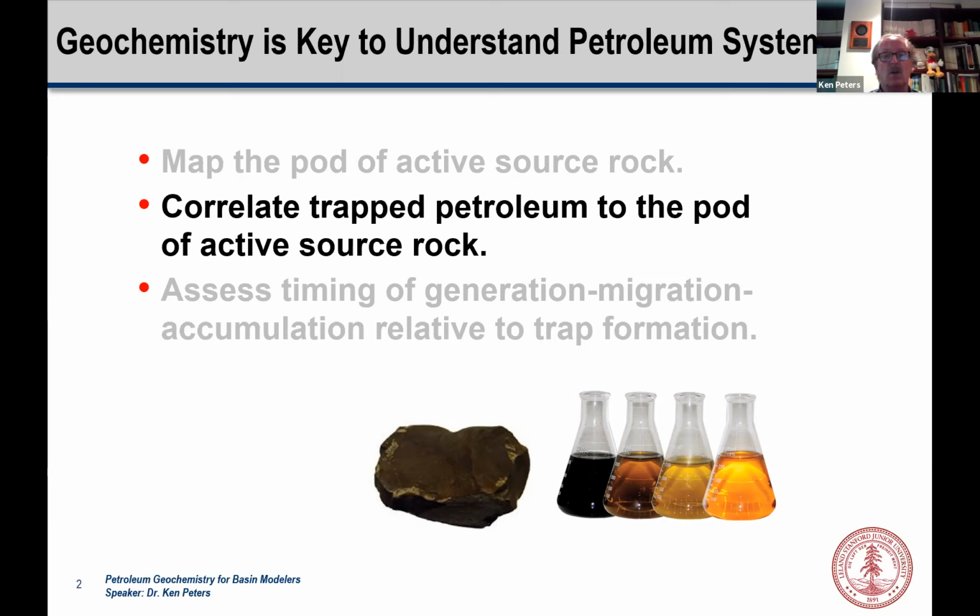So what we want to do is give you a background in how this correlation is done. This is to establish a petroleum system. You need to establish the petroleum system using geochemical correlation of the petroleum, which may have migrated a great distance, to that pod of active source rock somewhere else in the basin.